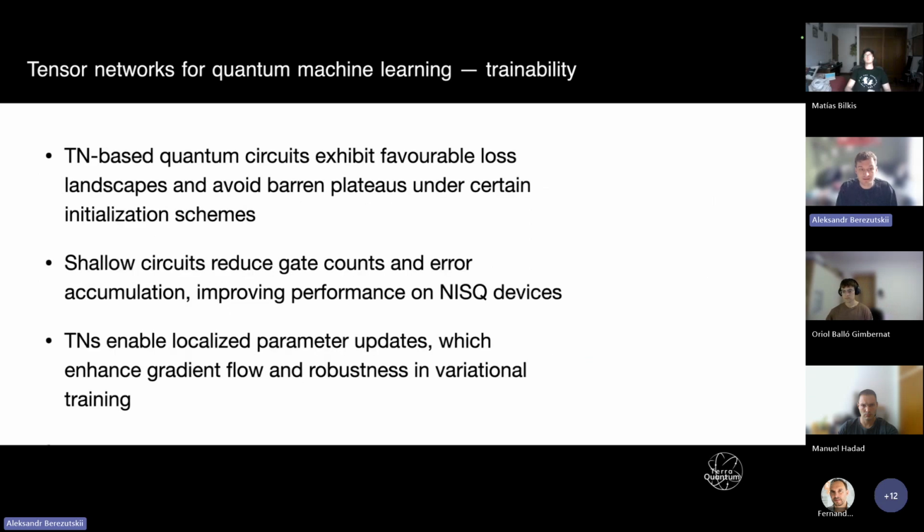And I think this leads you to a third point of intersection here. It's the trainability. Because of their structure, these tensor networks often don't have barren plateaus, so this allows you to train efficiently on a classical computer.